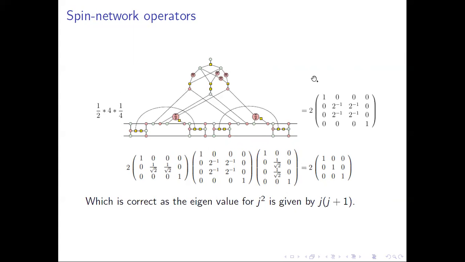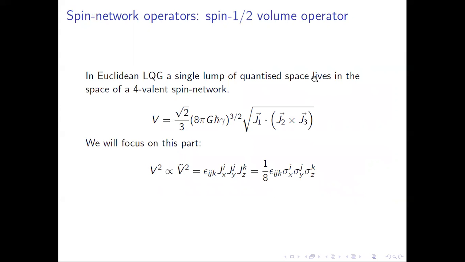Where is that not true, I hear you ask? The volume operator, which is considerably nastier. And I'm only going to talk about it for spin half. And this is the last thing I'm going to talk about. So in LQG, a lump of quantized space is written in this form, where you apply it to a 4-valent vertex, but you just take one of those wires to be acted on by the identity. And the smallest possible volume is spin halves everywhere, basically.